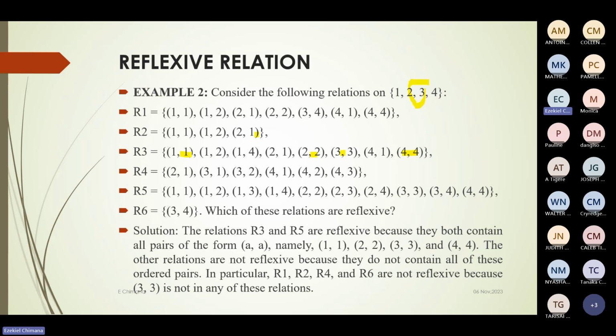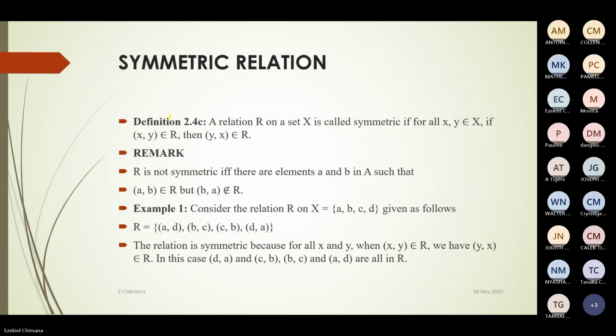On reflexive relations, you are just looking at all the elements: are they paired to themselves in that relation? R4 is not a reflexive relation at all because it does not have these elements paired to themselves. Is R5 reflexive? (1, 1) yes, (2, 2) yes, (3, 3) yes, and (4, 4) yes. So R5 is reflexive, but R6 is not. Do you have any questions on reflexive relations? I think we can proceed to other relations.